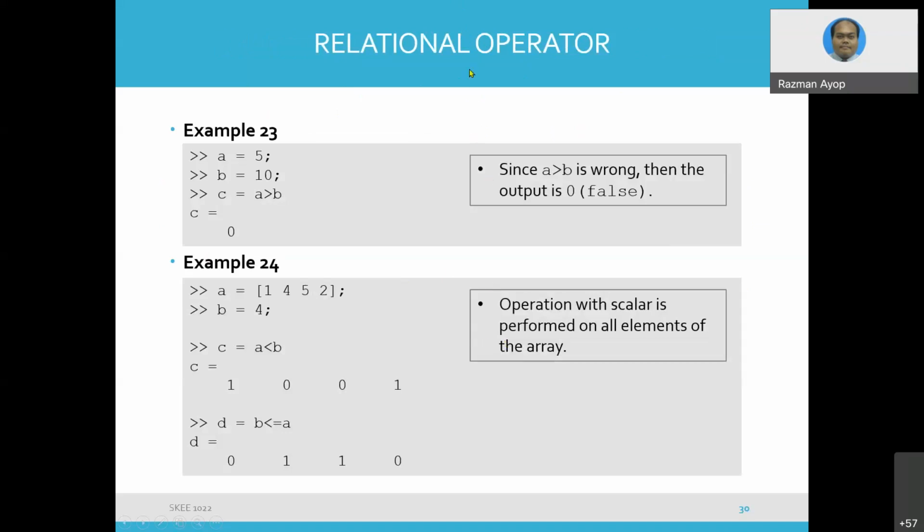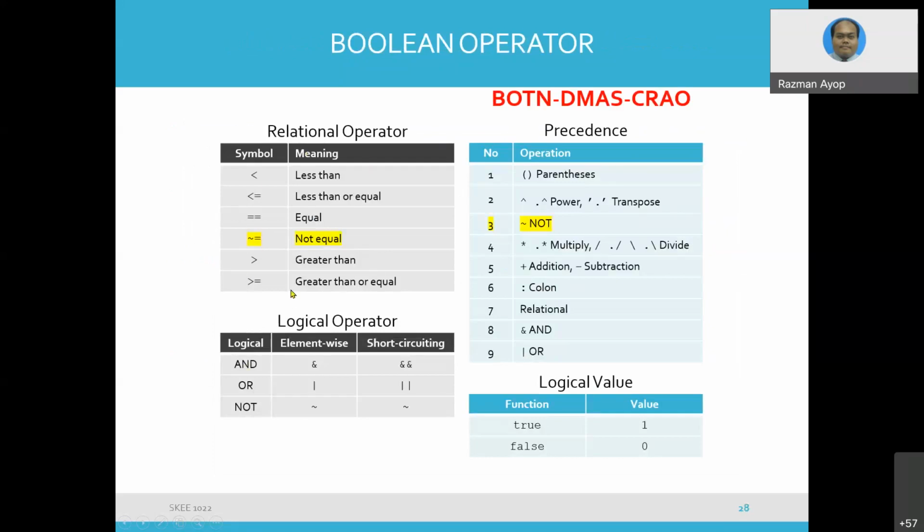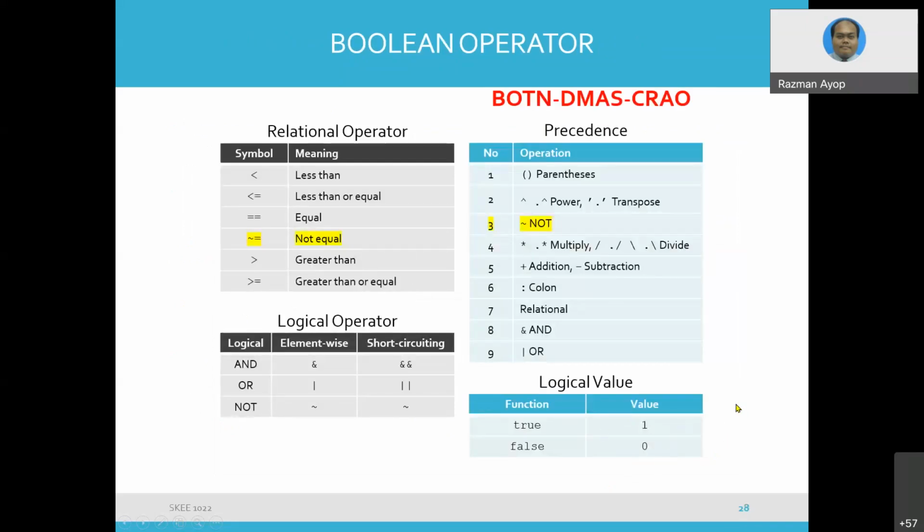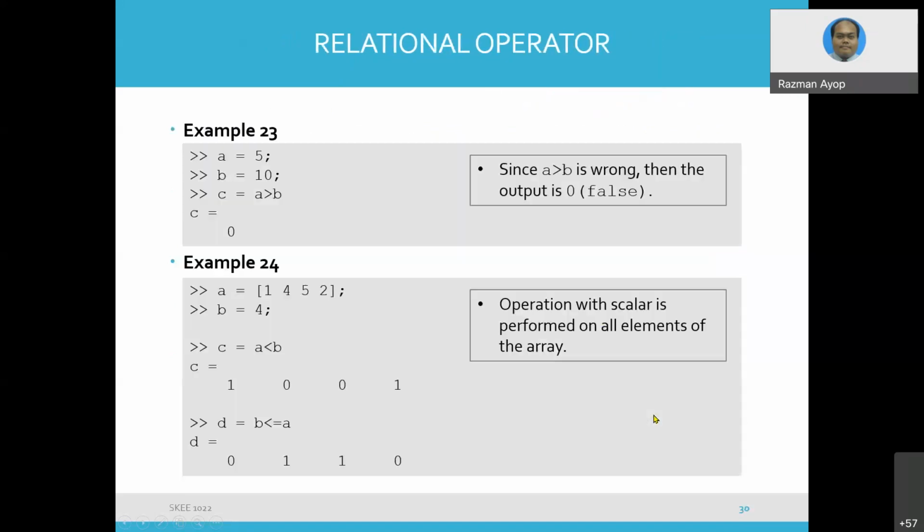The relational operator. A is 5, B is 10. So C is A more than B. When it comes to relational or logical operators, the answer will always be logical, a logical value 1 or 0. It will not produce 3, 4, 5 or negative values. It always produces 1 and 0, and the data type is logical. Here, 5 is more than 10, it's wrong, so automatically it becomes 0.